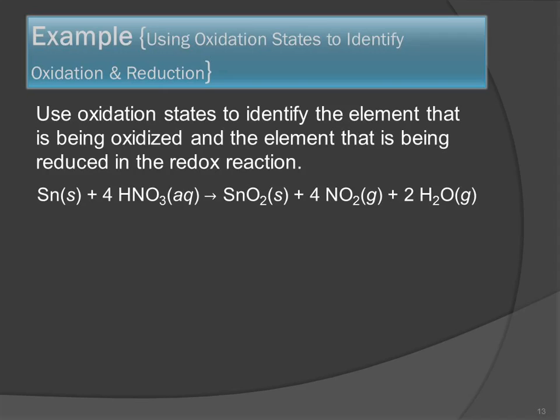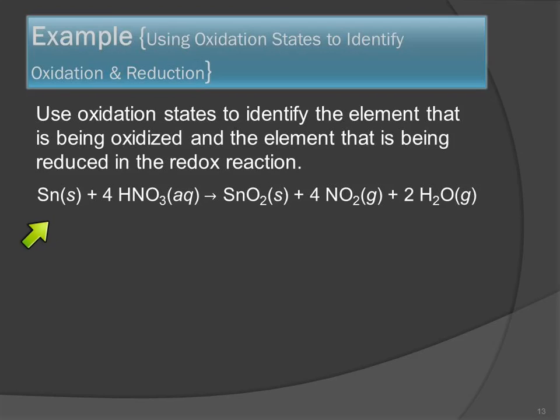We're going to do some examples. Use oxidation states to identify the element that's being oxidized and the element that is being reduced in the redox reaction. So the first thing we have to do is write the oxidation states for all of the elements. Each element gets its own oxidation state.